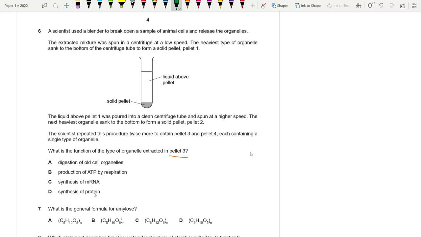Let's identify them first. Synthesis of proteins, this is actually ribosomes. Okay, digestion of old cell organelles, this is actually lysosomes, right? Synthesis of mRNA, this is the nucleolus. Production of ATP by respiration, this is actually the mitochondrion. Understood?